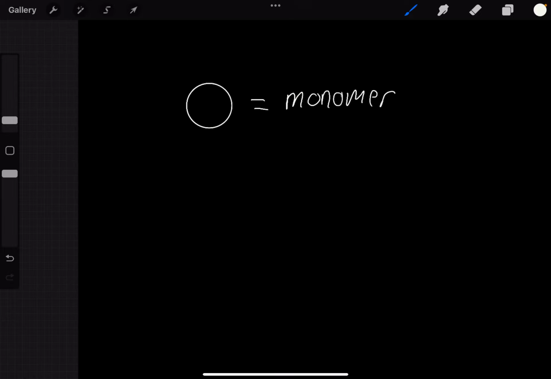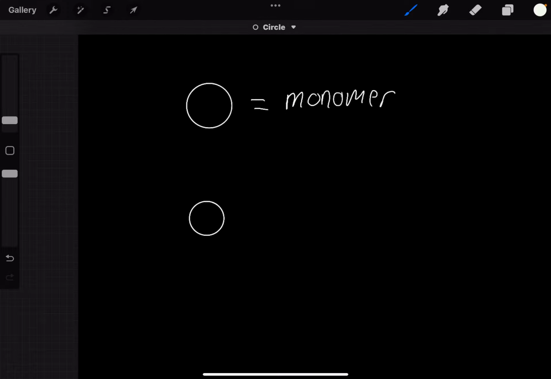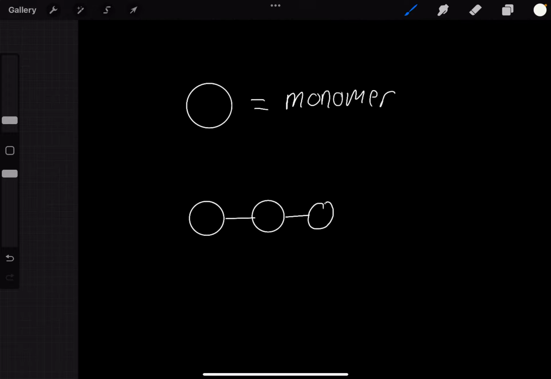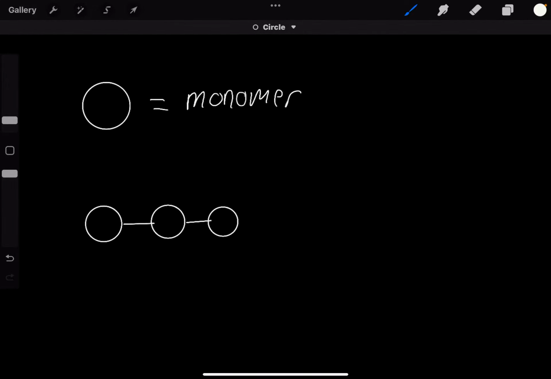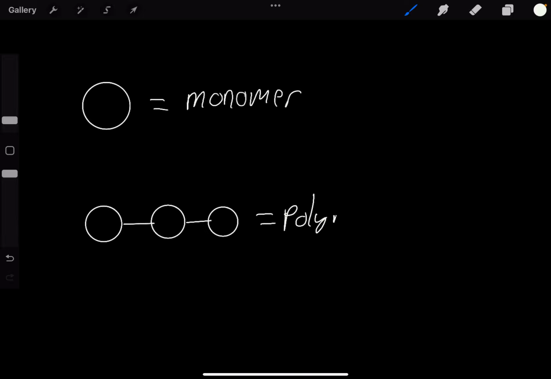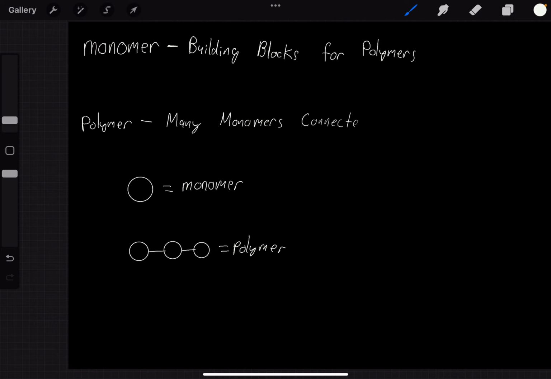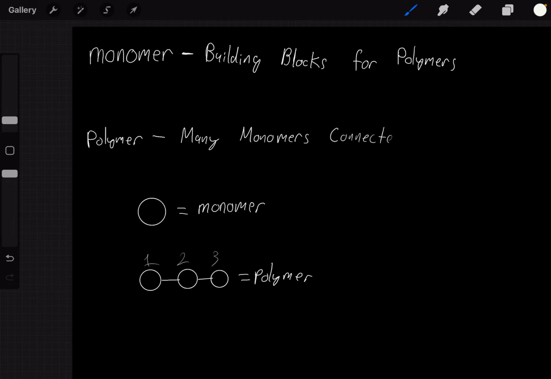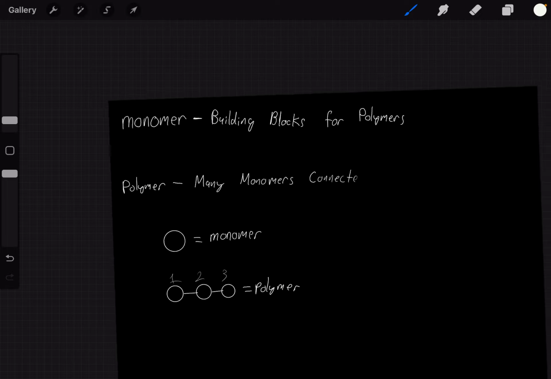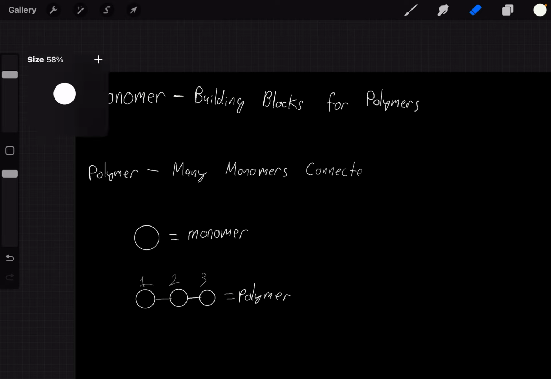And a polymer would just be more than one. This would be a polymer because it's more than one monomer. This one would be made out of three monomers: one monomer, two monomers, and three monomers that make that polymer. The whole gist of it is a monomer is one, a building block for polymers, and a polymer is more than one monomer combined using, of course, dehydration synthesis. All right.